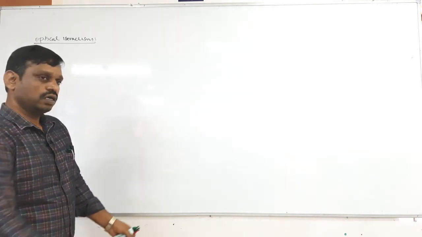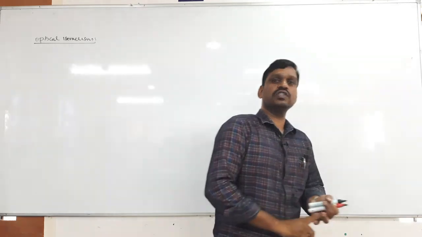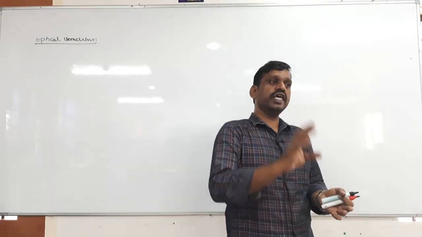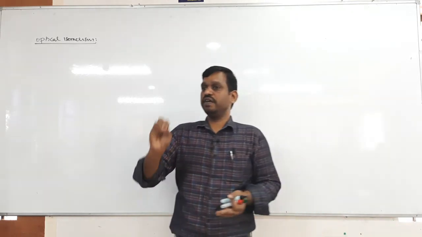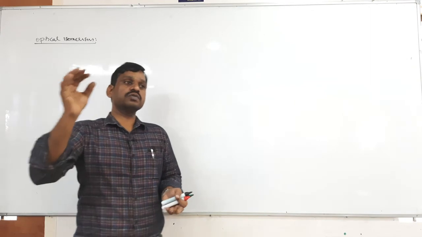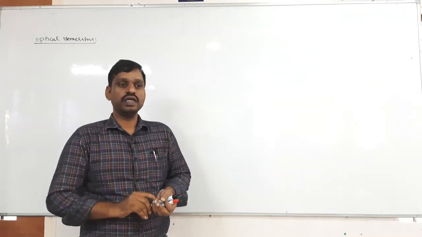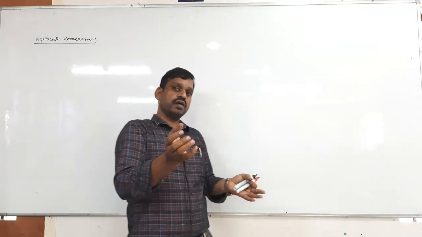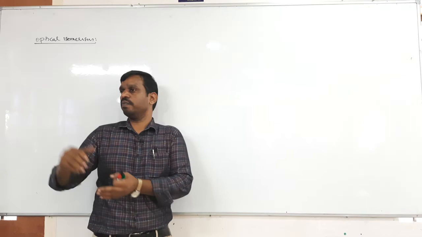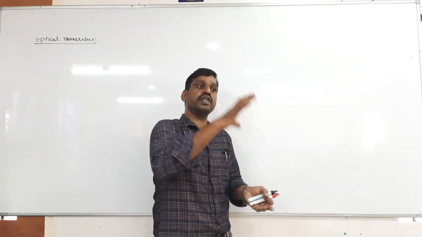So what is optical isomerism? Let's see the basic concepts of optical isomerism. Tell me first, what is optical isomerism? The organic compounds which have the same molecular formula but differ in the spatial arrangement of atoms or groups of atoms around the asymmetric carbon, right?